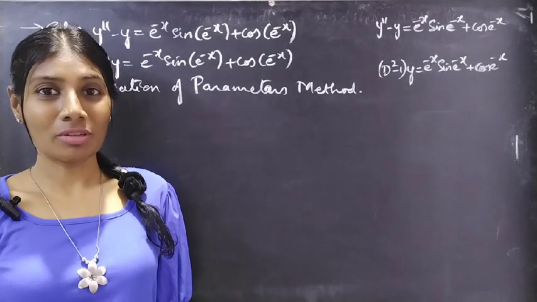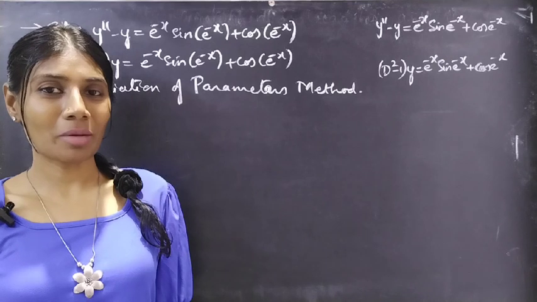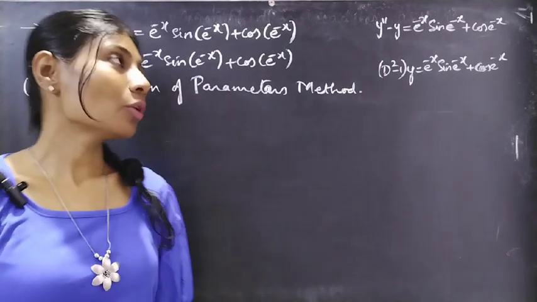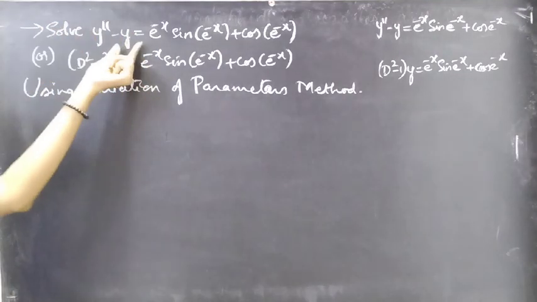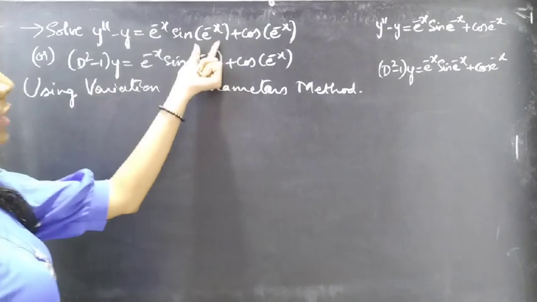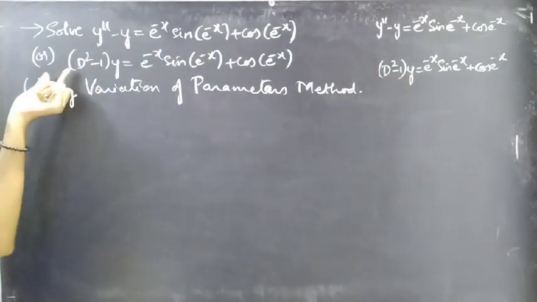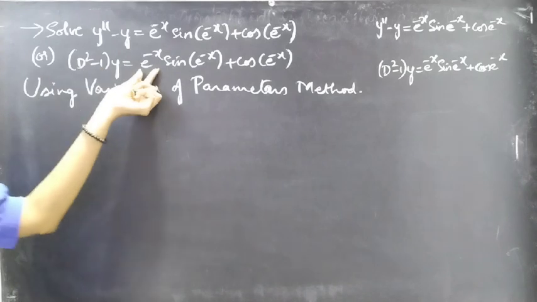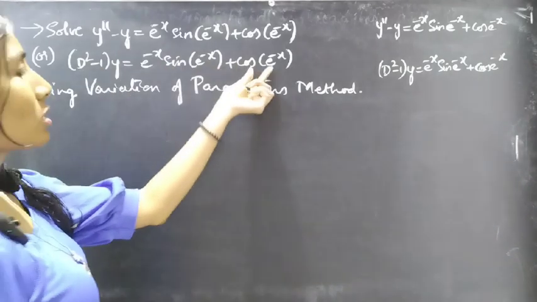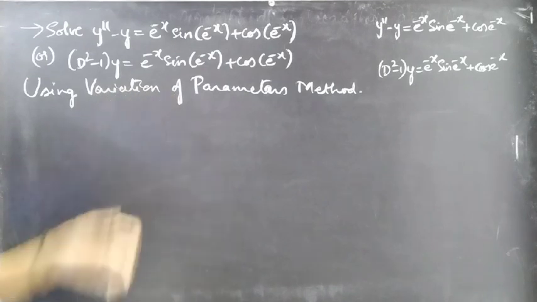In this video, we're going to solve a differential equation using variation of parameters method. So let's get going. Problem: solve y double dash minus y equal to e power minus x sin e power minus x plus cos e power minus x, or D square minus 1 into y equal to e power minus x sin e power minus x plus cos e power minus x using variation of parameters method.